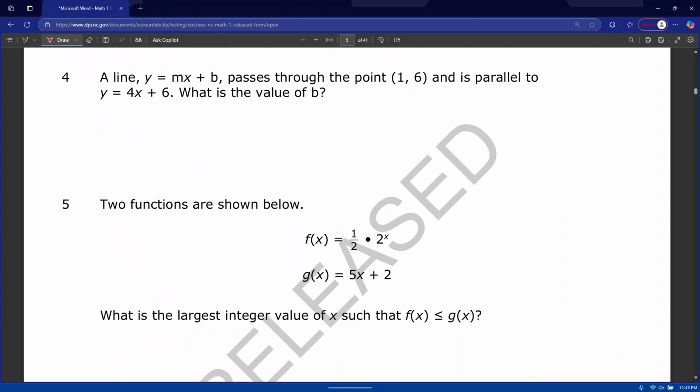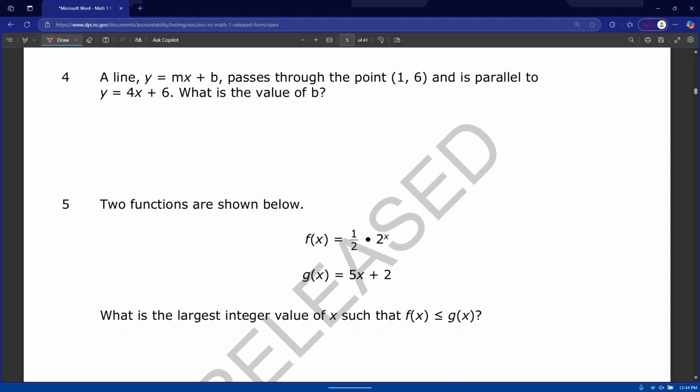4. A line y equals mx plus b passes through the point (1, 6) and is parallel to y equals 4x plus 6. What is the value of b? In this problem, we're given two bits of important information: the point it passes through and the fact that y equals mx plus b is parallel to y equals 4x plus 6. We don't need to solve for the slope, so don't worry about it. We do need to worry about b.